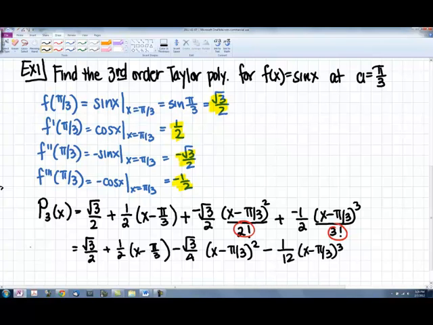And this would be my approximation for sine x about pi over 3. That's my third order Taylor polynomial. That's our answer.